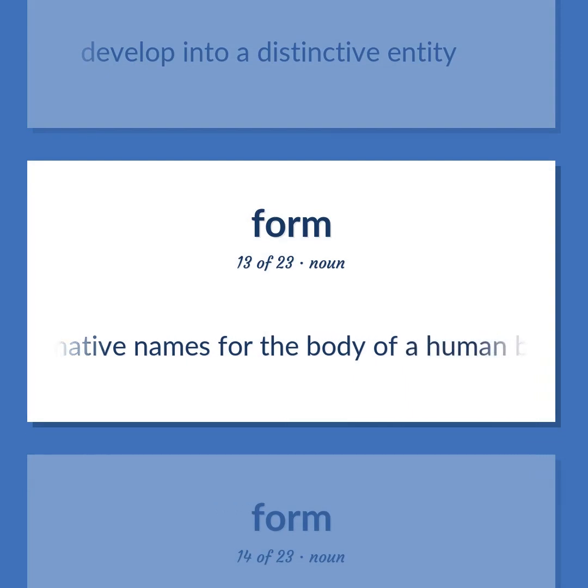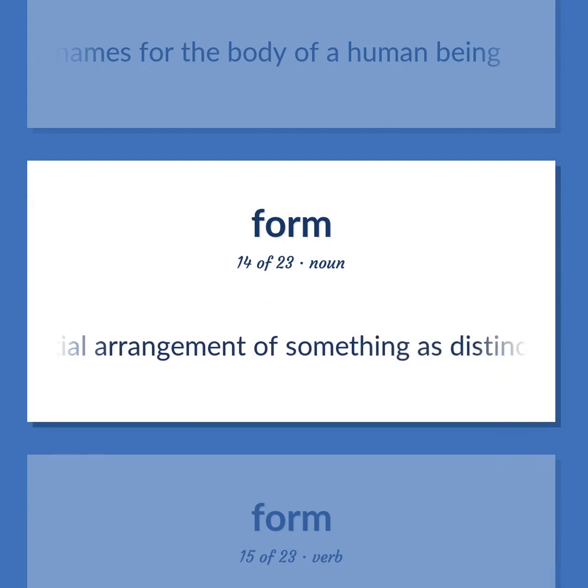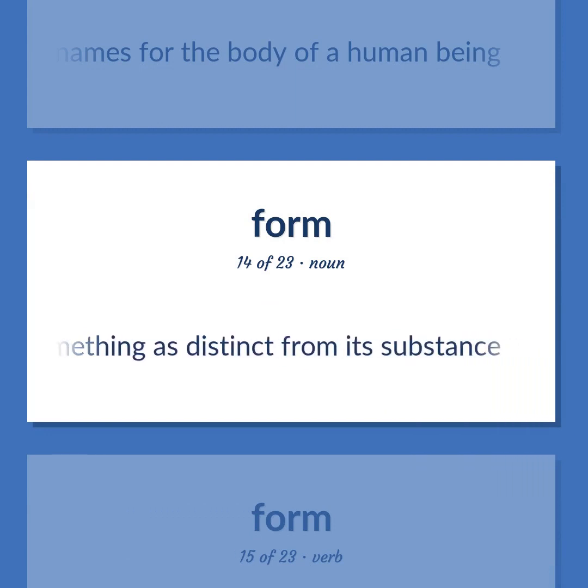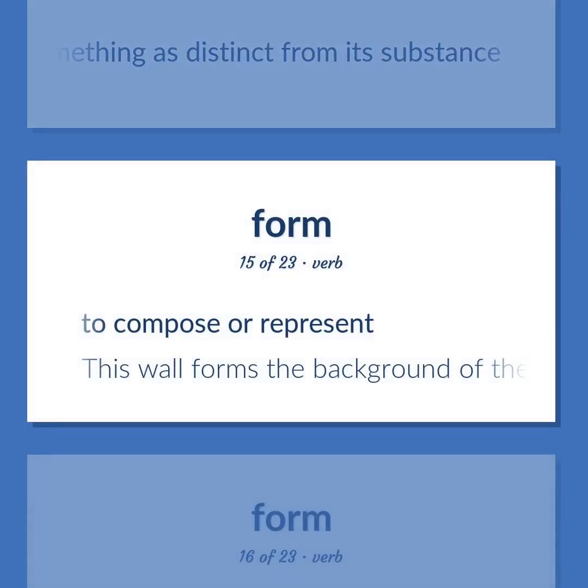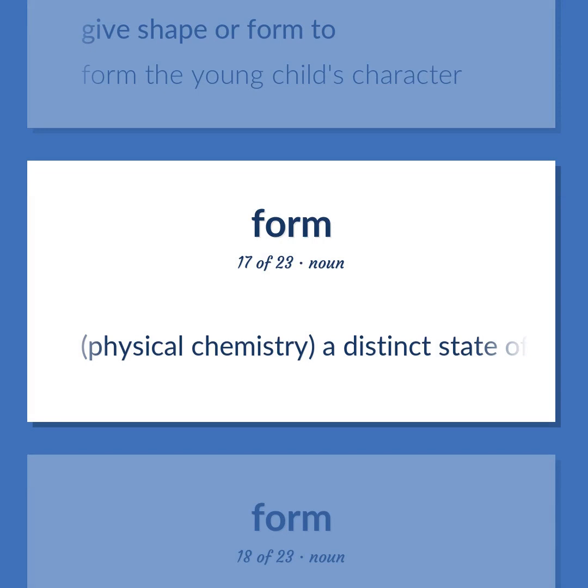Alternative names for the body of a human being. The spatial arrangement of something is distinct from its substance. To compose or represent. This wall forms the background of the stage setting. Give shape or form to. Form the young child's character. Physical chemistry, a distinct state of matter in a system. Matter that is identical in chemical composition and physical state and separated from other material by the phase boundary.